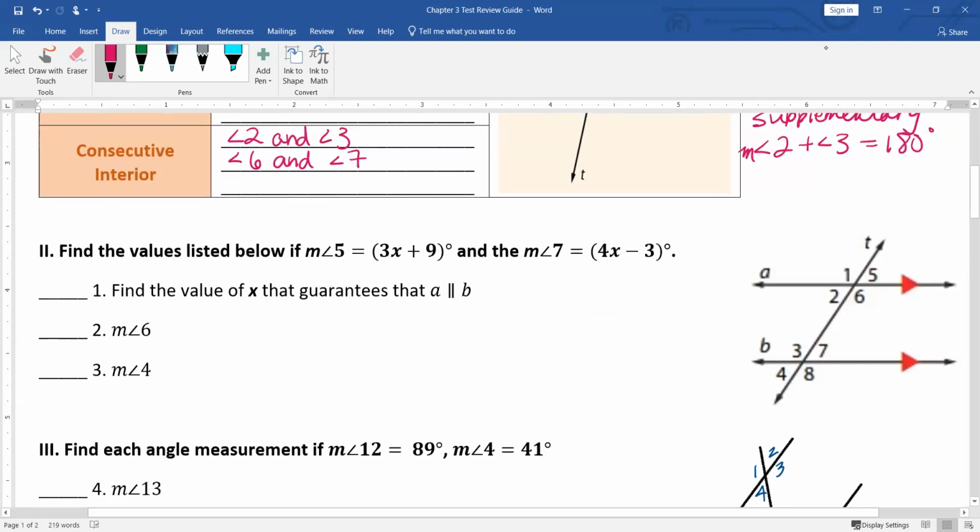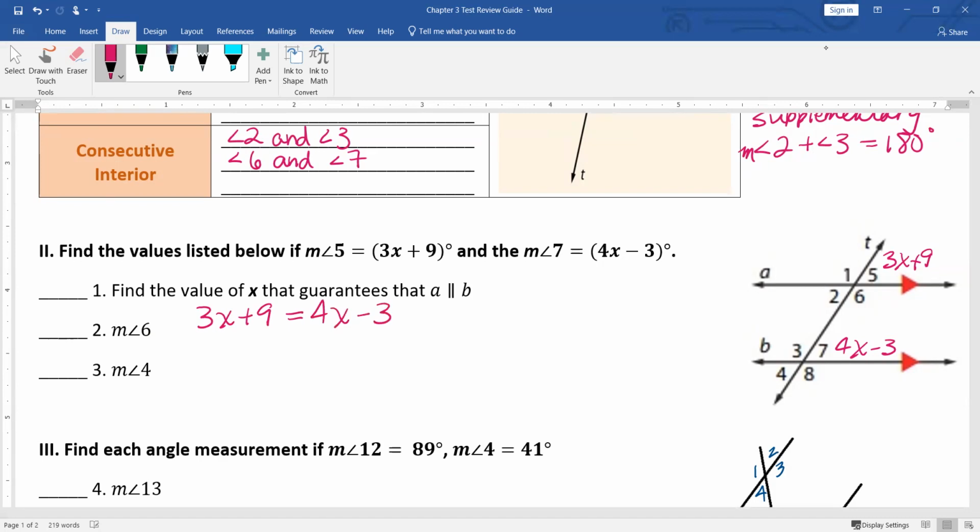In this case, we know we have two parallel lines because they're notated here with single arrows on both. We want to find the value of x that guarantees that A and B are parallel, given that the measurement of angle 5 is 3x plus 9, and the measurement of angle 7 is 4x minus 3. Angles 5 and 7 are corresponding angles, so we can set up an equation stating that their measurements are equal: 3x plus 9 equals 4x minus 3.